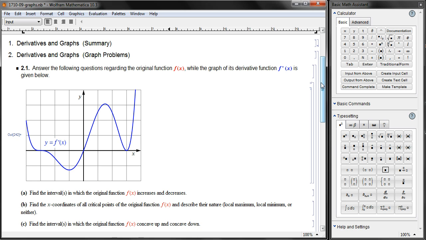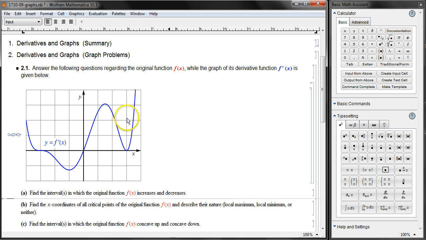I am using the color coding. Red is the original function here, and all the questions here are asking about the red function, or the original function. That graph is not provided here. The derivative function is here. Okay, how about A? Find the intervals in which the original function increases and decreases.